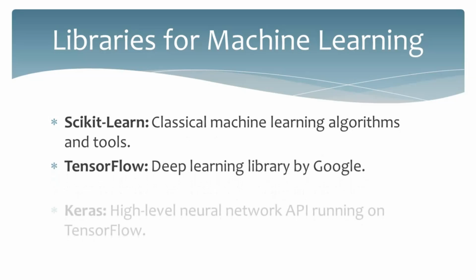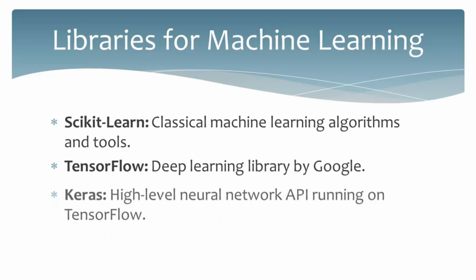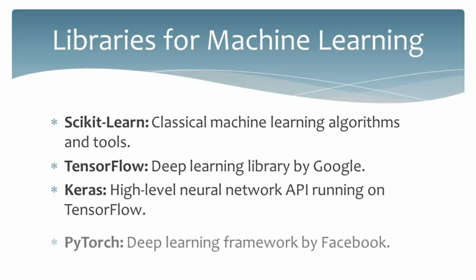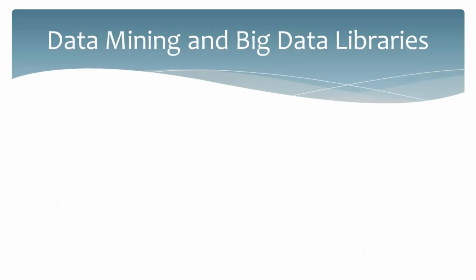Scikit-learn is a popular machine learning library for classical tasks like regression, classification, and clustering. TensorFlow, a Google-created framework, is used for deep learning, with Keras enhancing model building. PyTorch, developed by Facebook, is a versatile deep learning library for research.